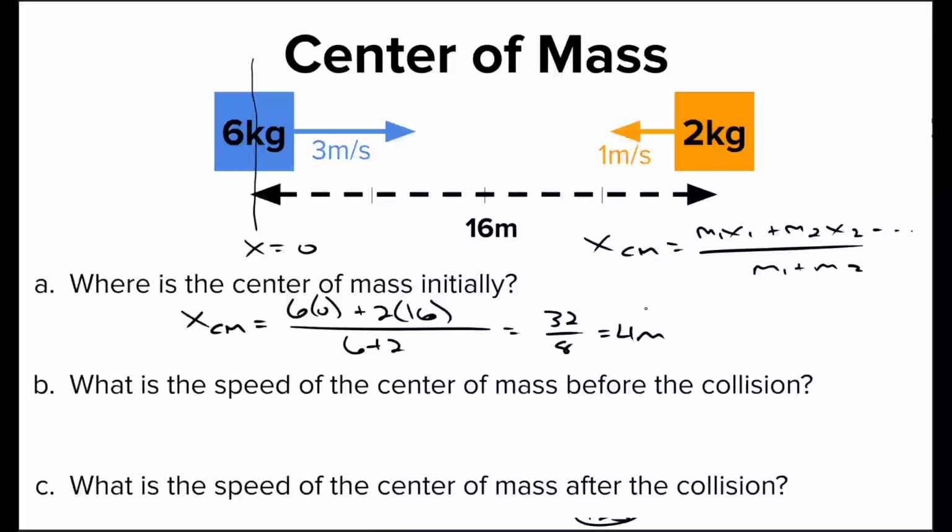When you mean 4, like 4 meters, from where? Well, from where you measured x equals 0, it'd be 4 meters. It'd be right here, that's where you'd balance it. What's the speed of the center of mass?